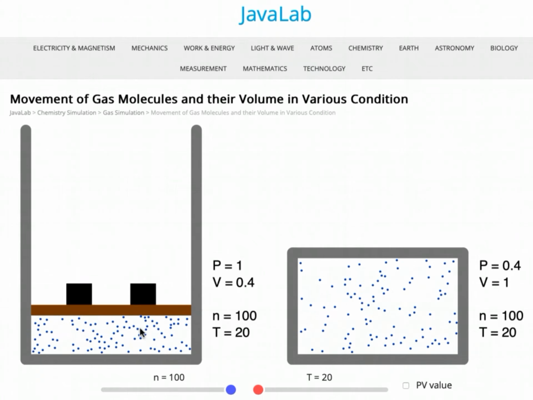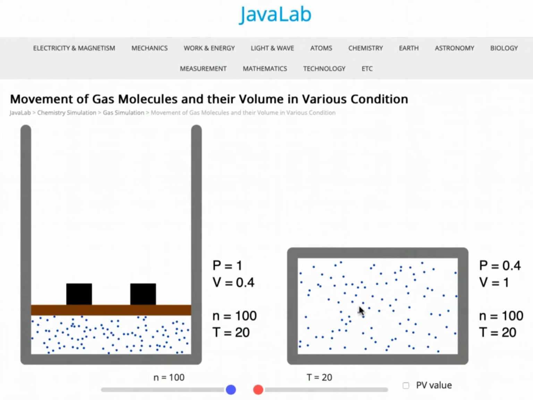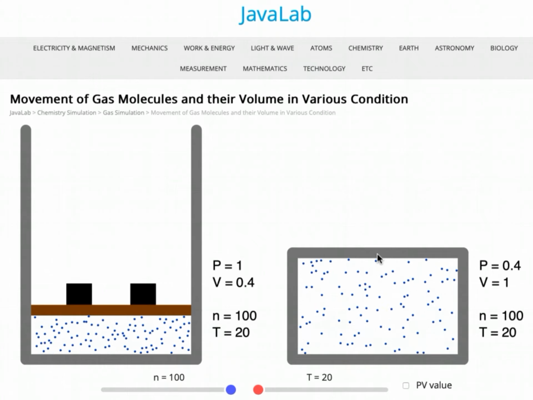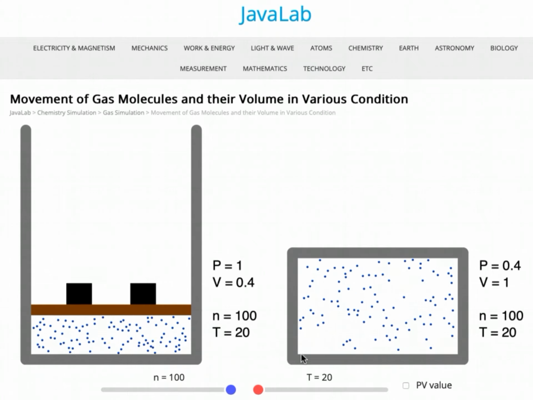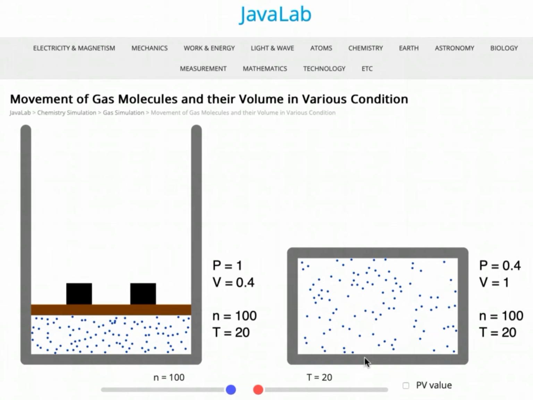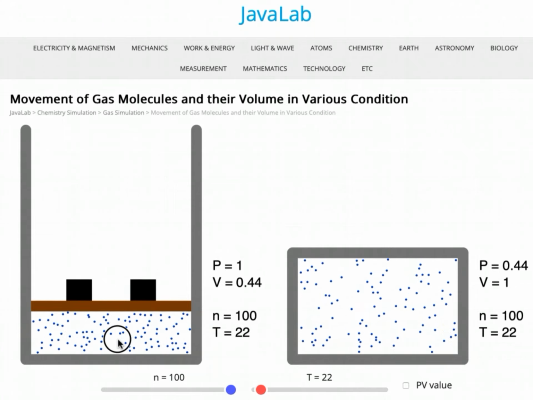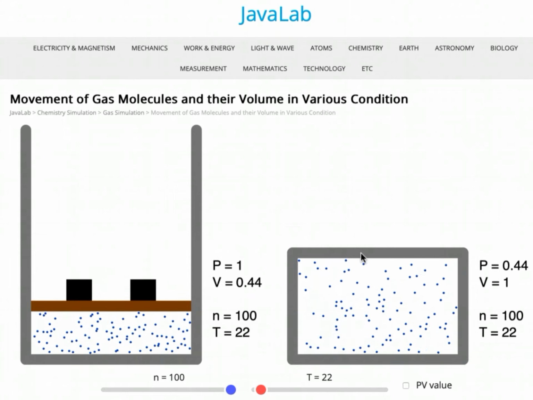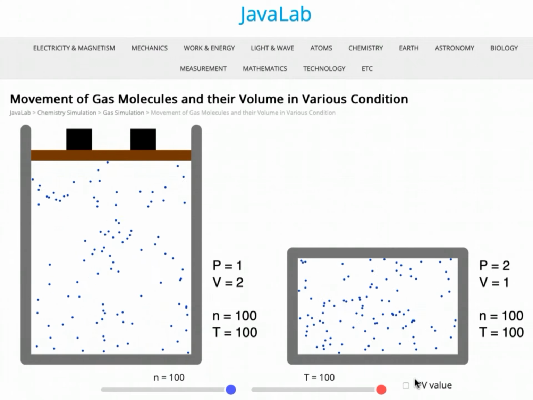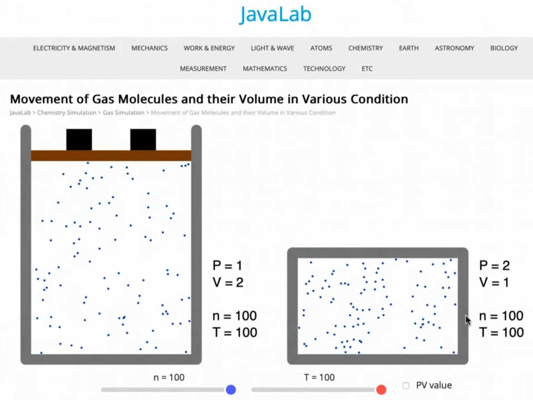So just the rate of motion, that's going to represent the temperature of the gas atoms inside those two different kinds of containers. So now let's concentrate on the container on the right. Its volume is going to stay the same as we increase the temperature. So let's see what happens to the pressure in this case. You can ignore the one on the left for now, just concentrate on the one on the right. As we increase the temperature, you notice that the volume remains the same. The volume stays at 1, but the pressure increases.